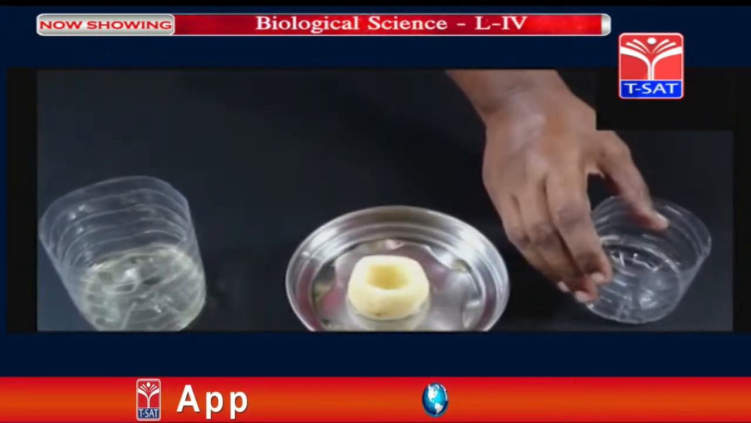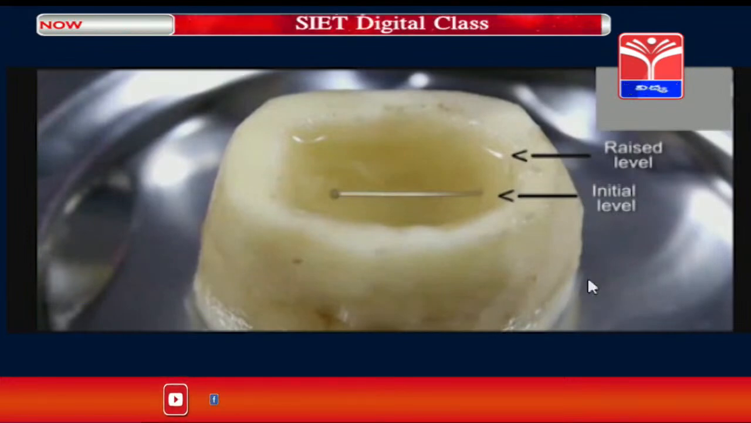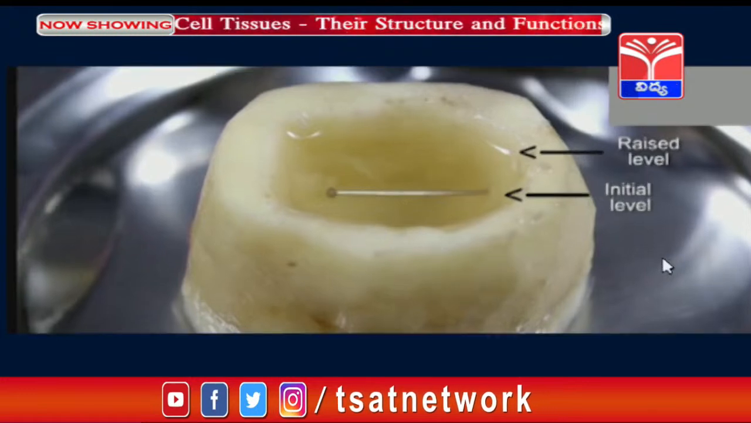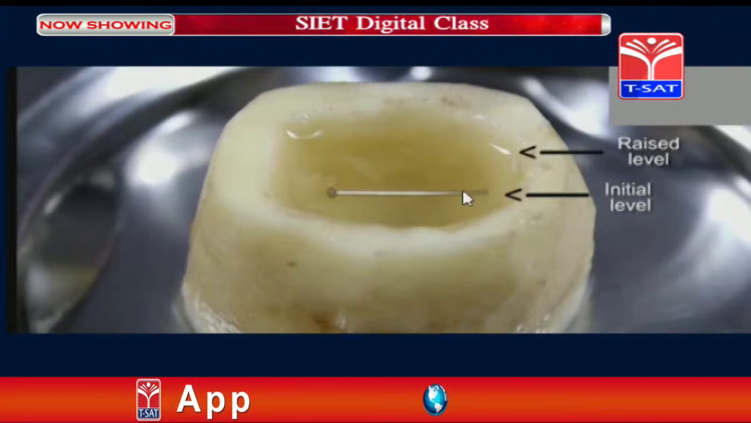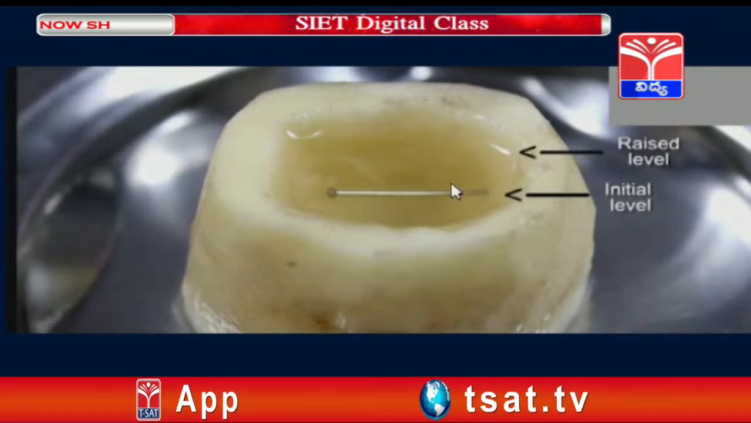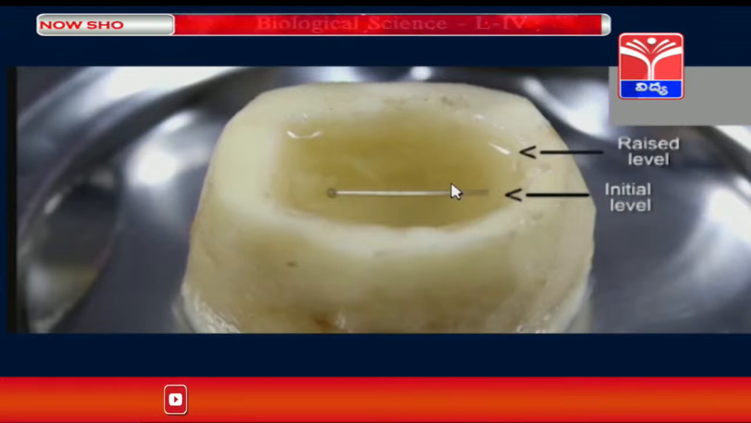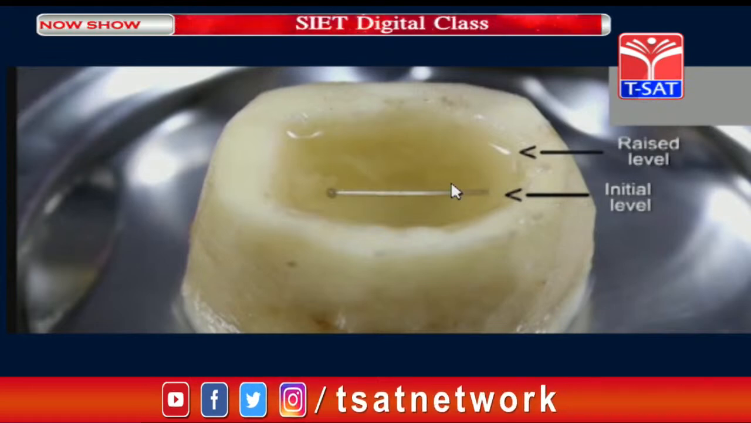So, children, now you can see in the plate we have less concentrated solution and in the potato we have more concentrated solution. So, the water molecules move from less concentration to more concentration solution, that is, here the cell membrane of the potato cells acts as the permeable membrane. You can see the raised level in the potato.